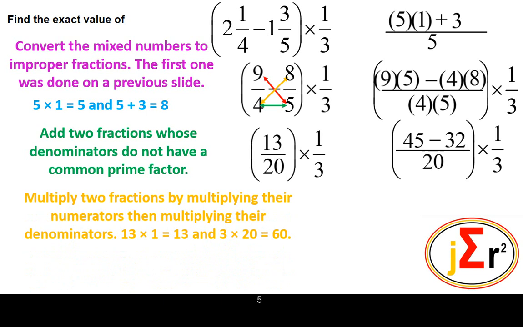So multiply two fractions by multiplying their numerators, then multiplying their denominators. We are multiplying two fractions. How do we do that? Multiply the numerators and multiply the denominators. So we have 13 times 1 is 13, and 20 times 3 is 60. So that will be 13/60, and that will be our final answer.